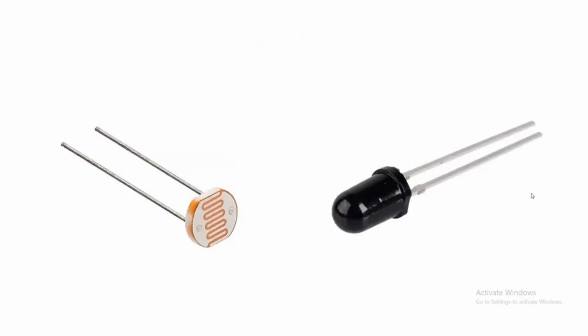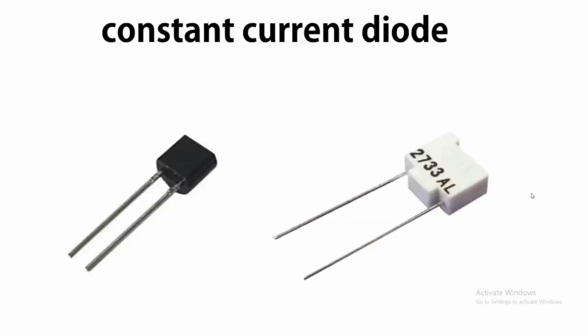How does a photodiode work? When light touches the surface of this diode, the diode becomes non-functional. The next type of diode is the constant current diode. The constant current diode works when you need to flow a constant current in a circuit. So then we use this diode.